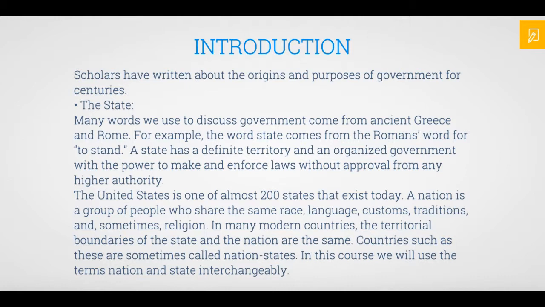A nation is a group of people who share the same race, language, customs, traditions, and sometimes religion. In many modern countries, the territorial boundaries of the state and the nation are the same. Countries such as these are sometimes called nation-states. In this course, we will use the terms nation and state interchangeably.